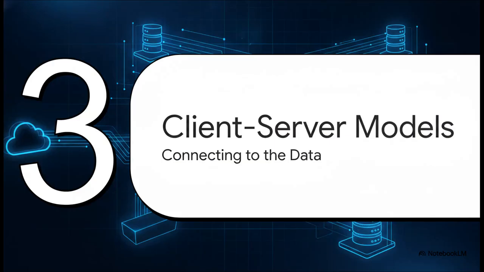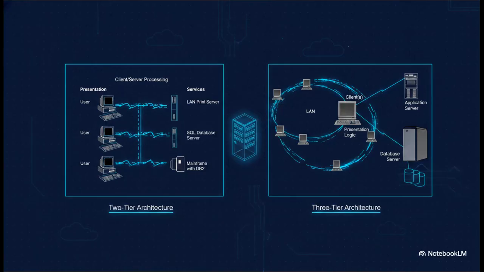Section 3. Client-server models, connecting to the data. Understanding this is absolutely crucial because network traffic is so often the main culprit behind poor database performance. Just notice the evolution of network design here. On the left, we've got a direct 2-tier connection, right? The user interface on the client desktop talks directly to the database server.